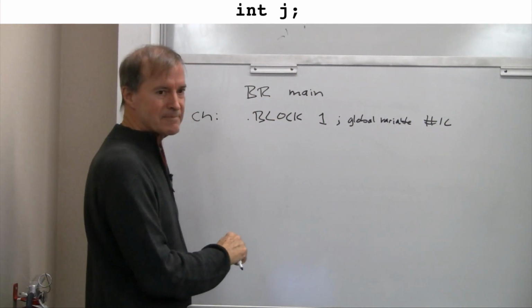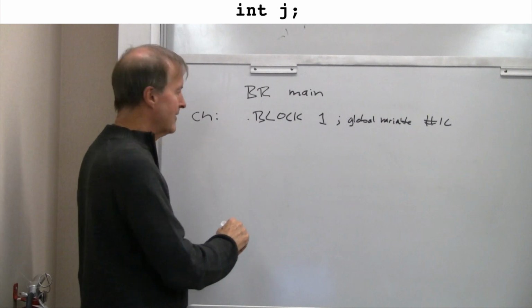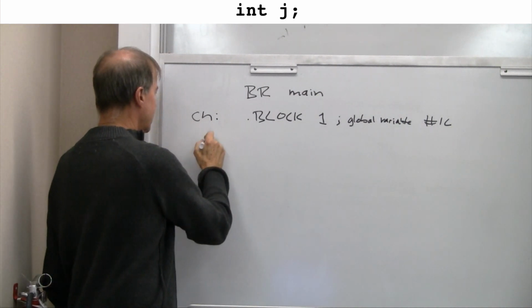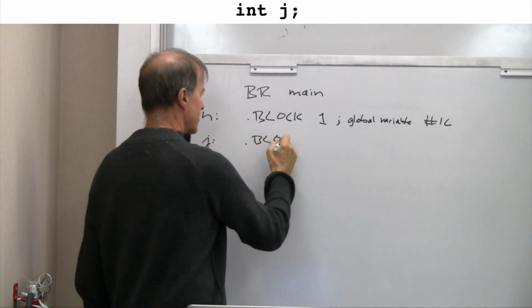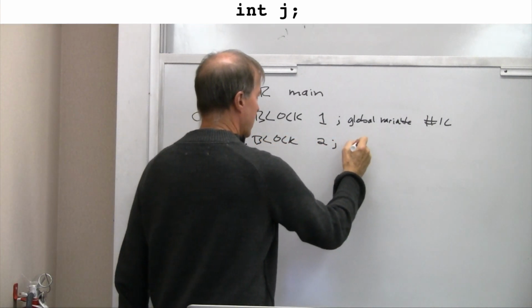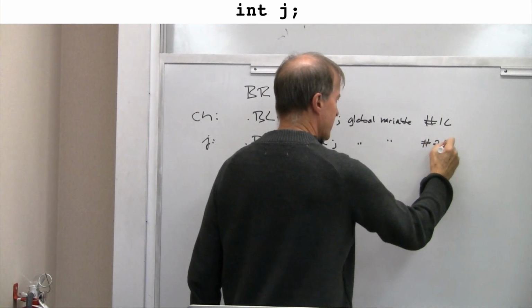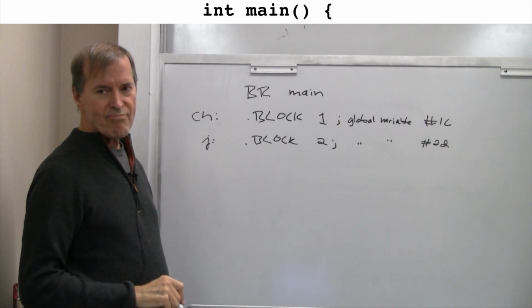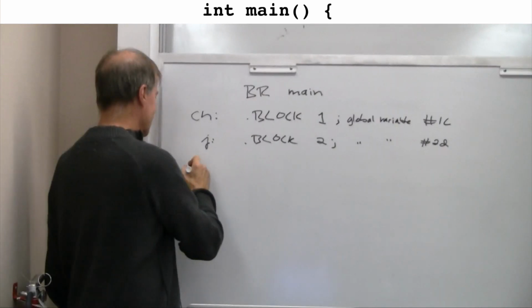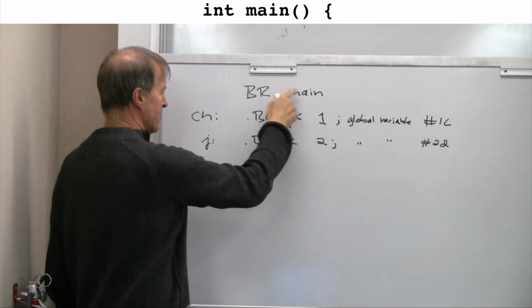All right, next. You're up. This is J, colon, J is the symbol, right? And dot block. Dot block how much? Dot block 2, and global variable what? Pound 2D. Pound 2D, good. Okay, so now next. Good. So now main, colon, and so when we branch to main, we will be branching.